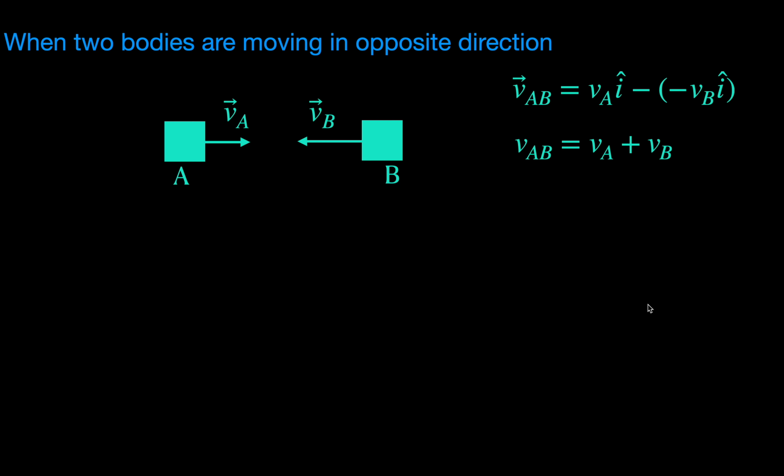In the second case, when the two bodies are moving in opposite directions with the velocity vectors Va and vector Vb, the relative velocity vector Vab will be vector Va i cap minus of minus Vb i cap. So we will get the modulus of the relative velocity Vab equals Va plus Vb.